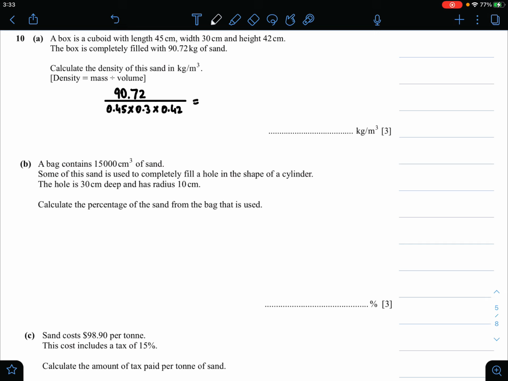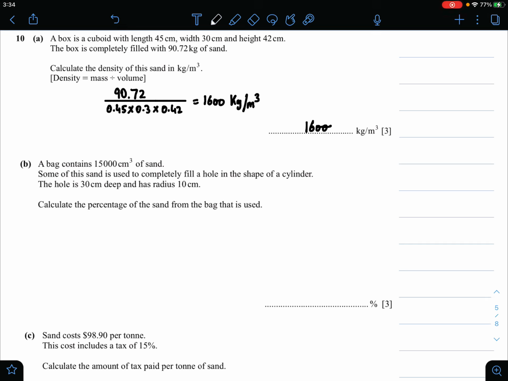Now you can just simply put this in your calculator. So 0.45 multiplied by 0.3 multiplied by 0.42, and 90.72 divided by that answer. So that will give you your final answer as 1600 kg per meter cube. Now let's move to part B of this question.